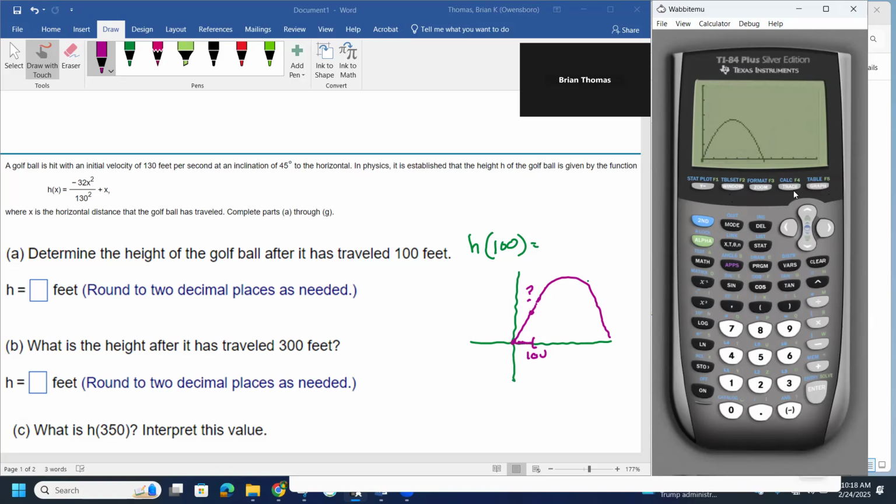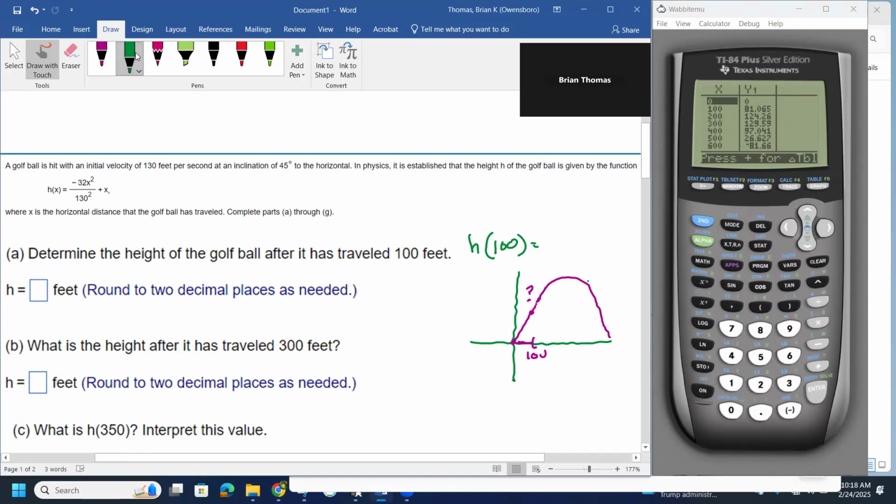So what we're basically saying is this first tick mark is 100, and we will know how high off the ground it is. What I can do is go to the table. At 100, I'm seeing that it's going to be 81.065. Notice our question says round to the nearest two decimal places. So that's going to be 81.07 feet.